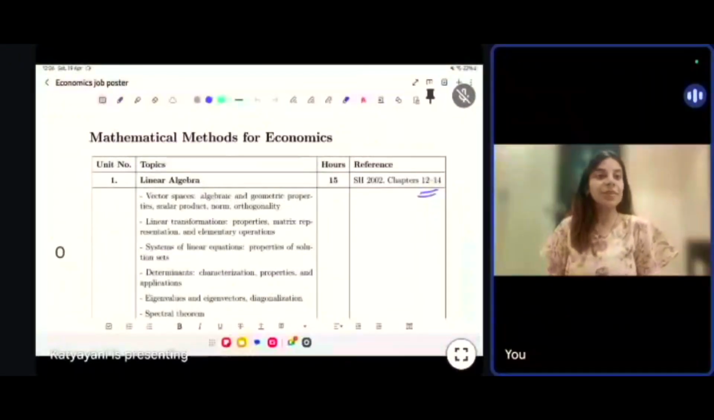Hello everyone. Today we'll be starting with the course on mathematical methods for economics. That is the course for semester 2 Delhi University Economics Honors.